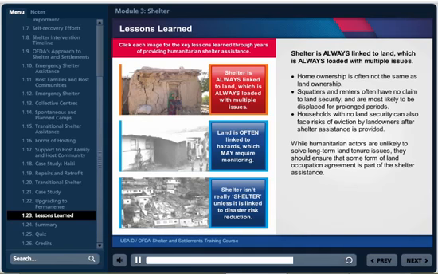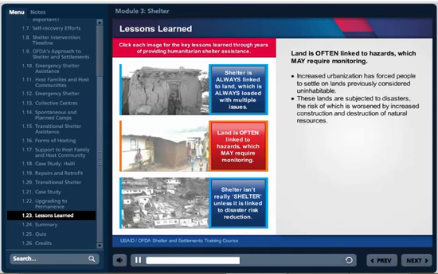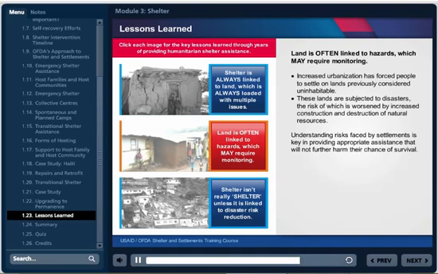While humanitarian actors are unlikely to solve long-term land tenure issues, they should ensure that some form of land occupation agreement is part of the shelter assistance. Land is often linked to hazards, which may require monitoring. Increased urbanization has forced people to settle on lands previously considered uninhabitable. In many cases, these lands are subjected to disasters, the risk of which is worsened by increased construction and destruction of natural resources. Understanding of risks faced by the settlements is key in providing appropriate assistance that will not further harm their chance of survival.